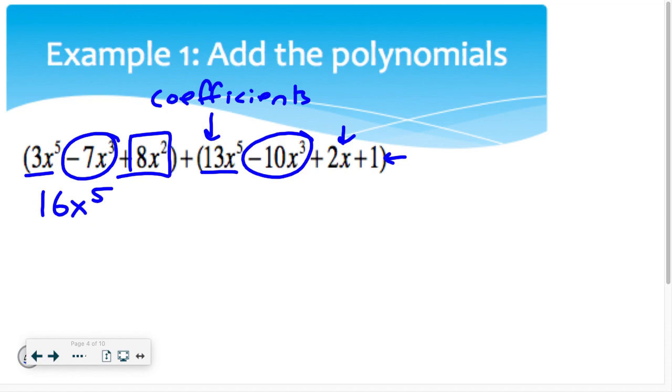So I have 16x to the 5th. Then I'm going to look at my x cubes. I have negative 7 and negative 10. They come together as negative 17x cubed. Everything else that does not have a matching term will just go in and be added on here. So I have 8x squared plus 2x plus 1. This problem is done. That's as simple as I can get.